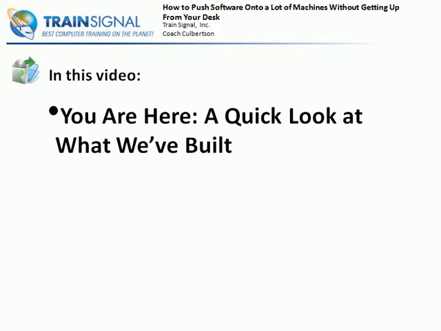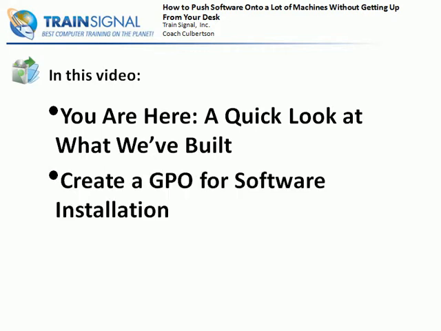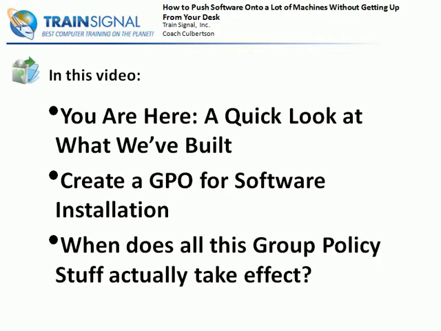So in this video, we're going to start off with just a quick review and a quick look at where we have been and what we've built. And then we're going to start off by taking a look at creating a group policy object for software installation. Now, just so you know, it's not that hard. It's really pretty easy to do, and I'm going to walk you through it step by step. We're going to install a real lightweight PDF reader all across the clients on our entire GlobalMatics network. So, pretty easy stuff.